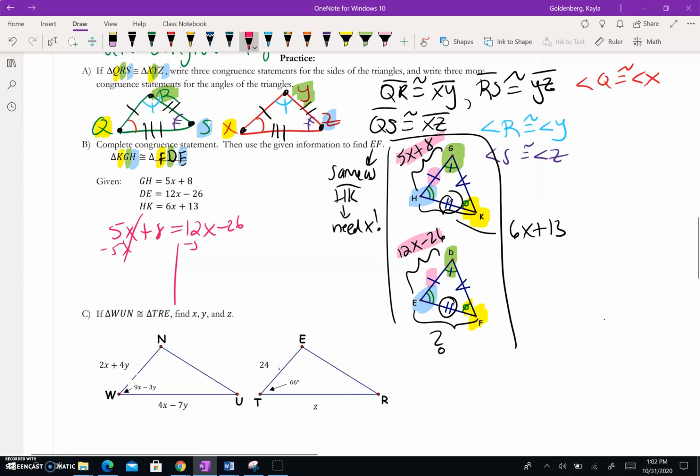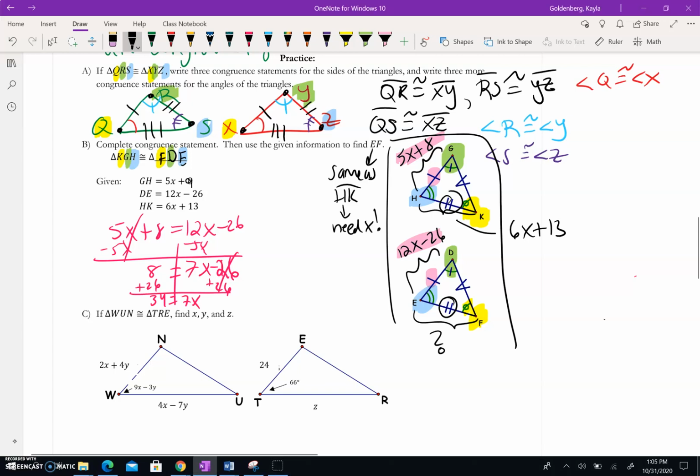Minus 5x, minus 5x. I want to get them on the right side because there were more x's on the right side. So from that, I'm going to have 7x's minus 26 is equal to 8. I want to move all my numbers to the other side. Let's see. Looks like 34 is equal to 7x. And I'm realizing now that those numbers are not working out so nice. So I think there might have been a typo in the problem. I had meant for them to work out nice.